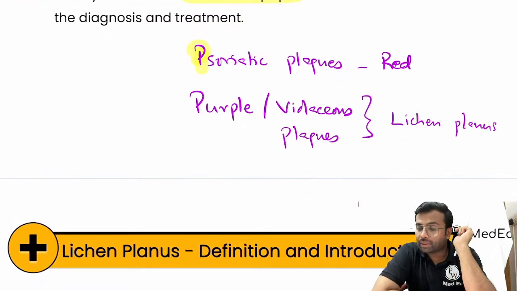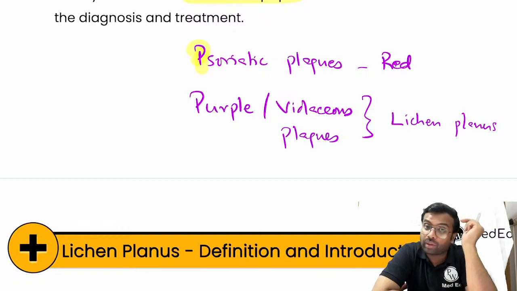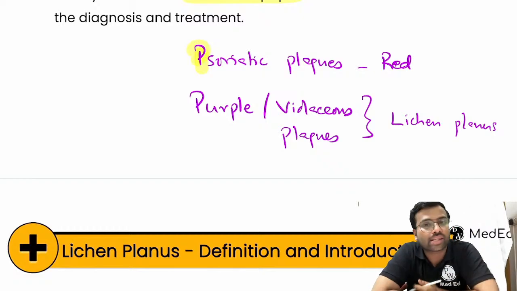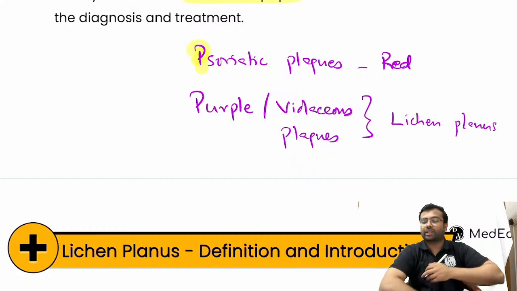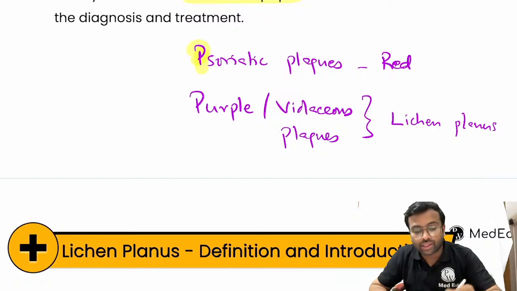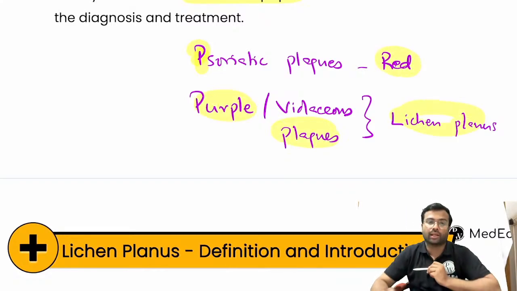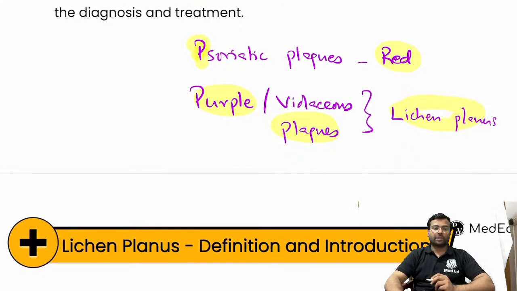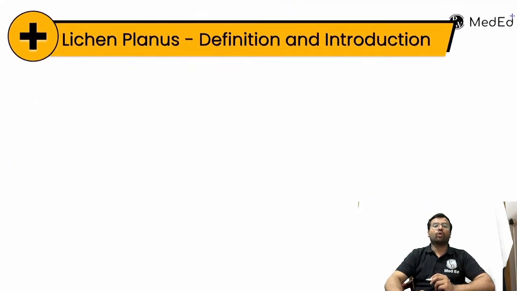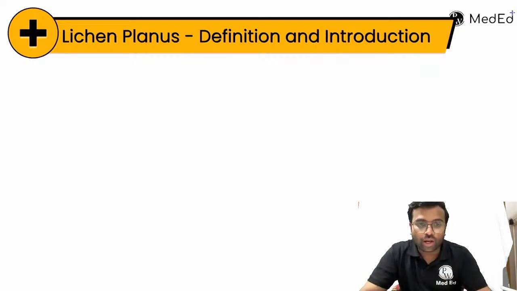The silvery appearance is actually scaling. Red color erythematous plaques; the plaques are red. The silvery white color is because of the scaling. So don't get confused because of that. Keep this magic point in your mind: red and purple, red and purple. Now let's move and see how we write answers when it comes to lichen planus.